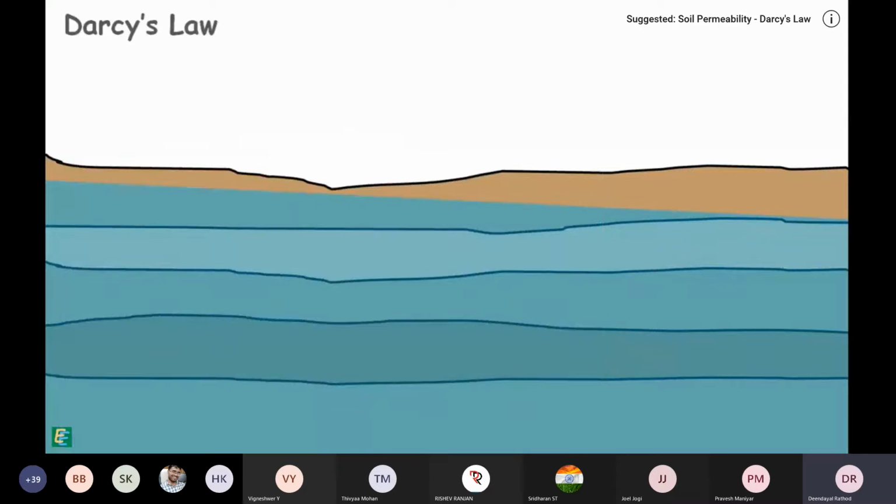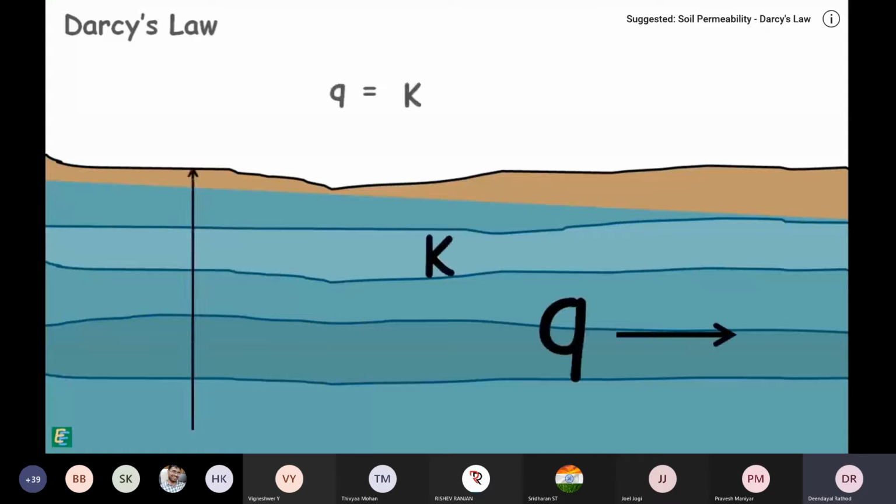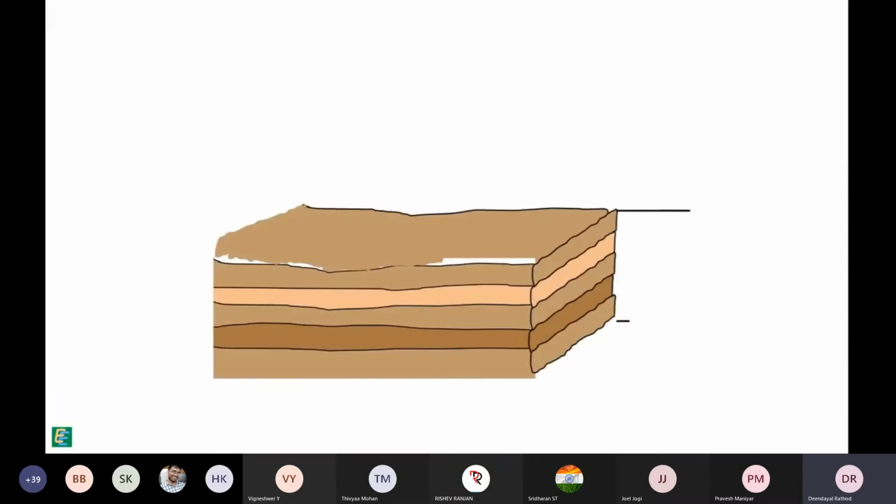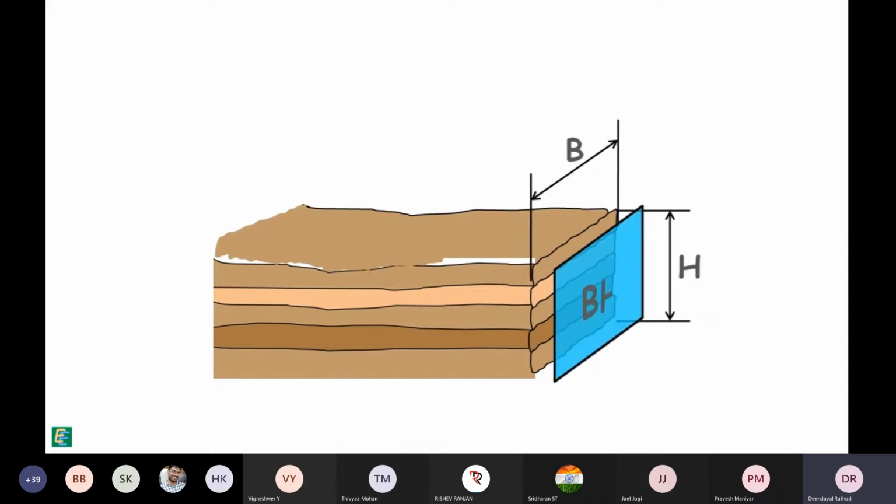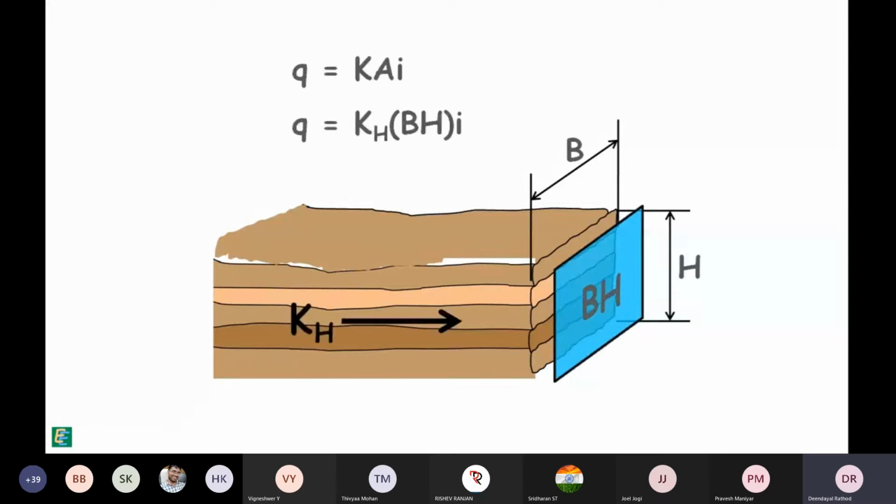From Darcy's law, we can write that discharge through the soil mass is equal to the permeability of the soil multiplied by the area through which the water is percolating, multiplied by the hydraulic gradient which is causing the flow. Here, let's say the total thickness of the soil mass is capital H and its width is capital B. So the area of flow is B into H. We also write the permeability of this whole soil mass in the horizontal direction of flow as KH. So discharge can be written as this.